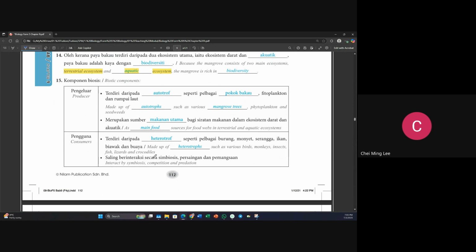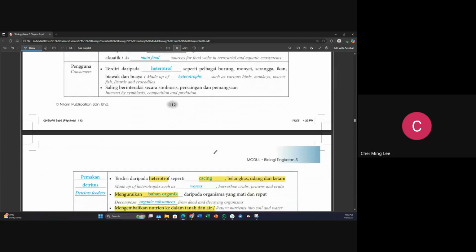Of course, the strongest predator in the mangrove area will be the crocodile, because there are many types of predators, but the most suitable one here is the crocodile. They can live on both land and water, they are one of the higher predators, and they can live in this kind of high humidity area. They interact by symbiosis, competition, and predation.